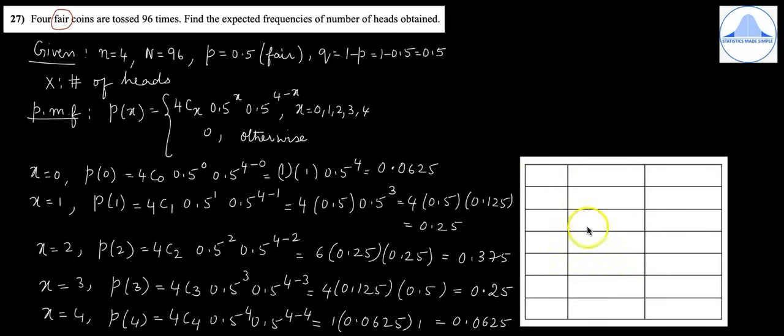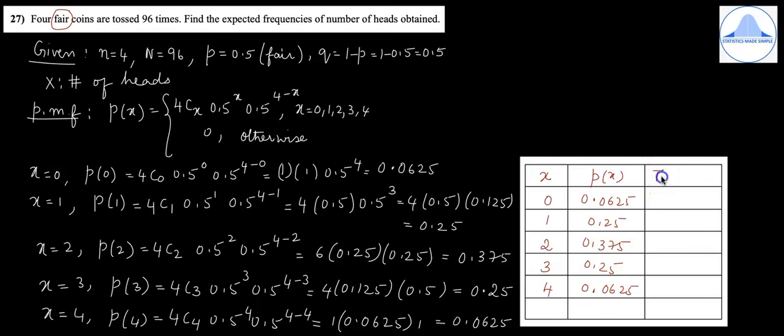So next we will form a table, and in the table we'll write down the corresponding x values, the corresponding probabilities, and then we have to find out the expected frequencies. So form a table with 3 columns. First write x, 0, 1, 2, 3, 4. Next column you write P of x. So 0.0625, 0.25, 0.375, 0.25 and 0.0625.